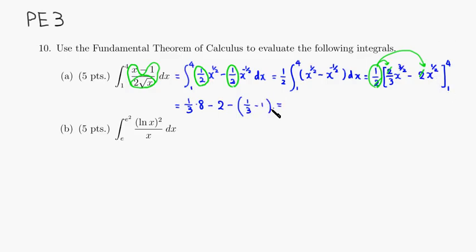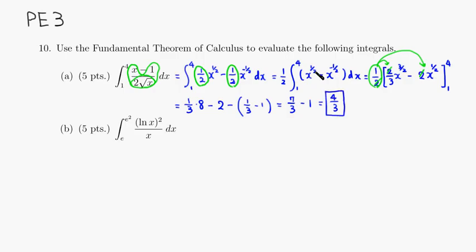So this is going to be equal to 8/3 minus 1/3, so you have 7/3. Then negative 2 minus negative 1, so plus 1, so it's going to be negative 1, which is going to be 4/3. So that's the first one.